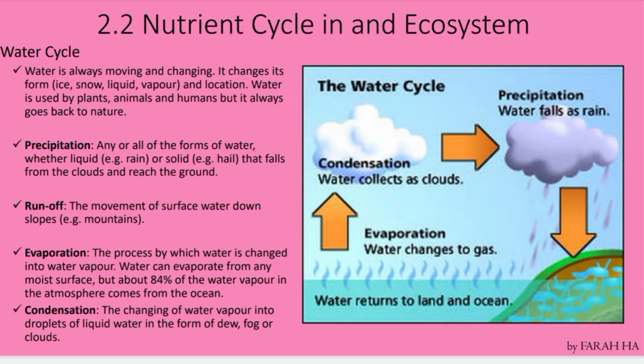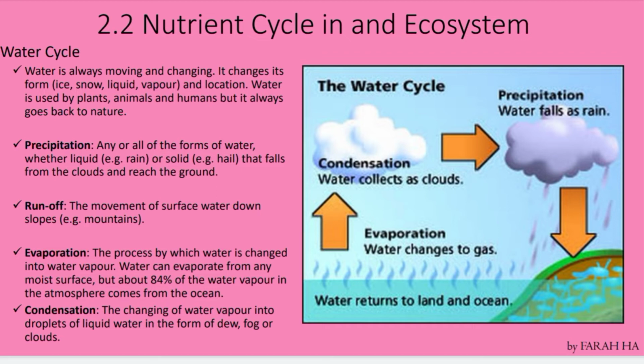So runoff. Runoff is the movement of surface water down slope. Normally, the runoff will occur at the high area, where the water will run off to the lower land, to lower area. So, water from the mountain will run off to the ocean, pond and river, which is from upper land to lower land.